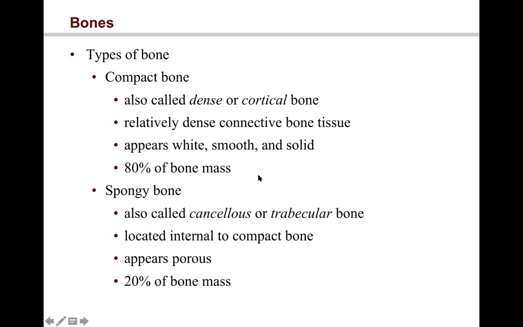is compact bone. Spongy bone, on the other hand, is also known as trabecular bone. Why? These have open networks. They have pores in them. Okay, they are porous. 20% of the bone mass is spongy bone.